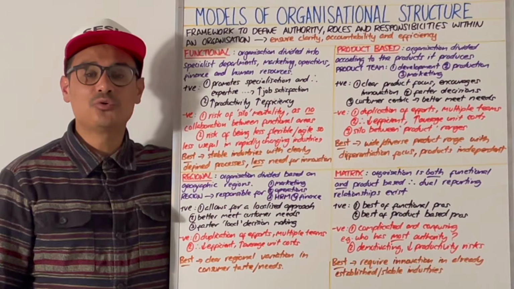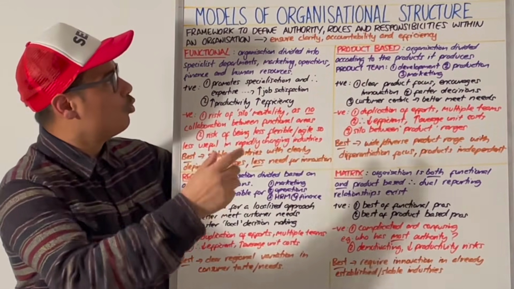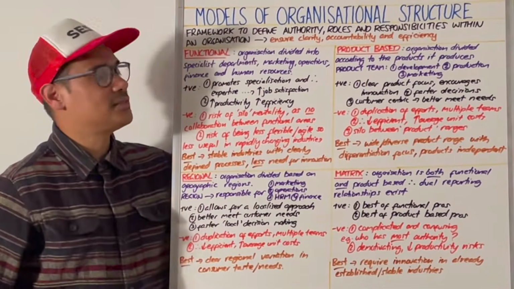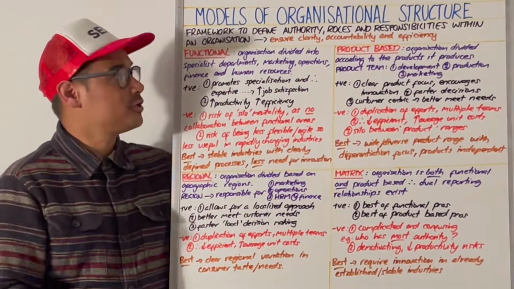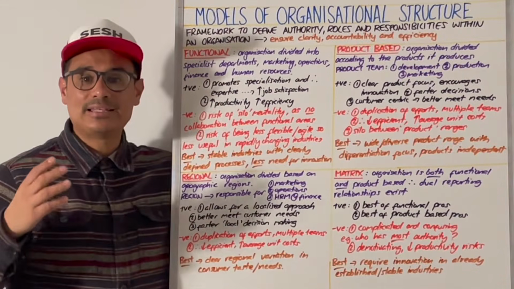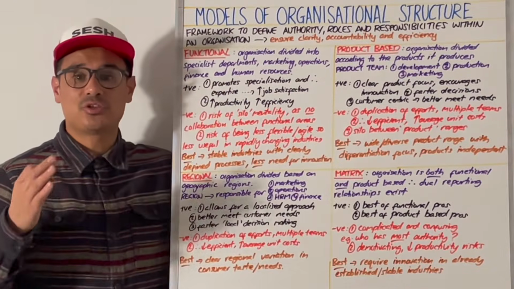Let's have a session on the models of organisational structure. So organisational structure, or org structure, is the framework to define authority, roles and responsibilities within an organisation. And that should hopefully ensure clarity, accountability and efficiency. Now there's 4 types of organisational structures that we need to work through.